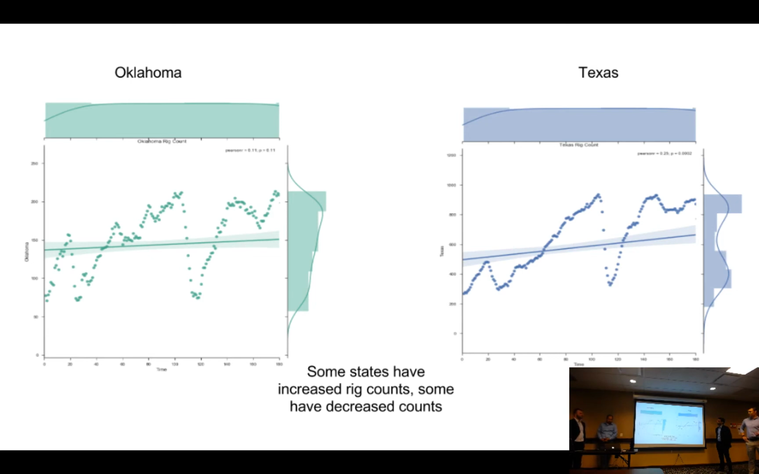If we look at Oklahoma individually or Texas individually, they're both having more earthquakes. They're having more frequent earthquakes, they're having stronger earthquakes, and they have more rigs drilling. And I think that's going to take us to the chicken or the egg correlation causation argument.